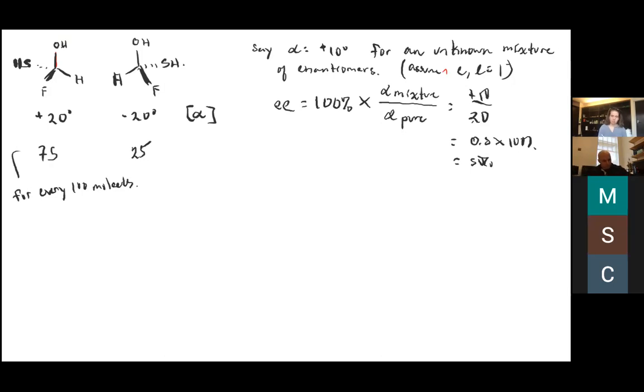Sorry, can I ask a quick question before you move on? Yeah, go ahead. How do we know that we have 75 of the enantiomer on the left side and 25 of the other one for every 100 molecules? Oh, yeah, because the optical rotation of the mixture was positive. Oh, okay, thanks. Yeah.